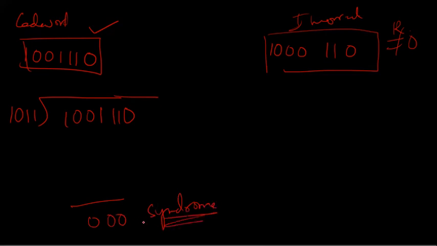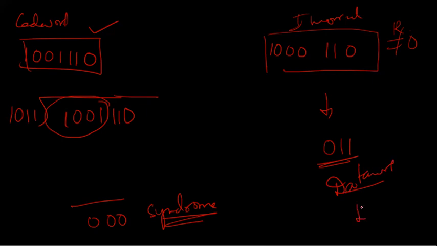Syndrome is 000. So in the case when the syndrome is 000, it will take the first 4 characters as the data word. In the other case, we won't get the syndrome as 000. In fact, we get it as 011. You can verify it. So when we get 011, the data word, or your entire thing, is discarded. Basically, it is not accepted by the receiver.